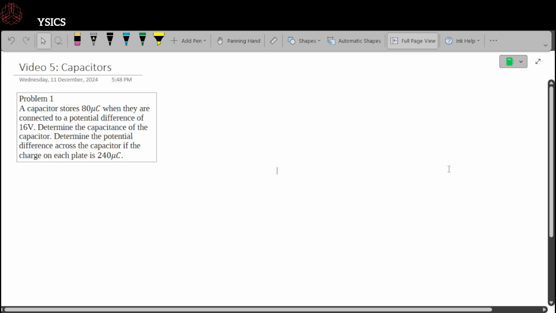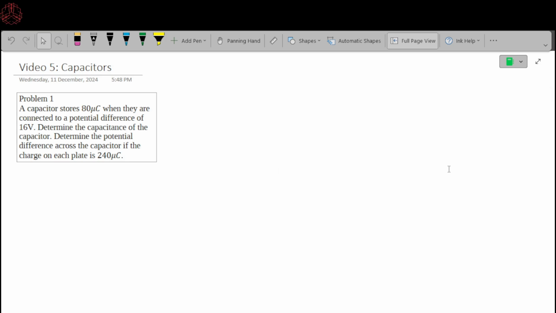We can read the question actually. It says a capacitor stores 80 microcoulomb. So I'm just going to write down there, charge is 80 microcoulomb when they are connected to a potential difference of 16 volts. So V equals 16 volts. Determine the capacitance of the capacitor.